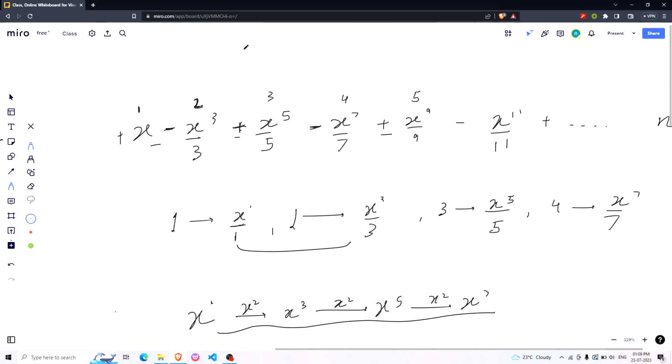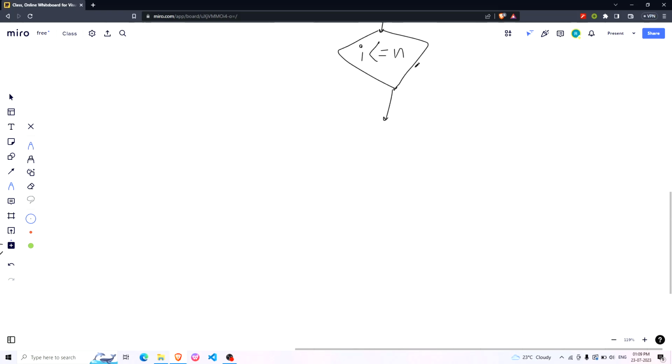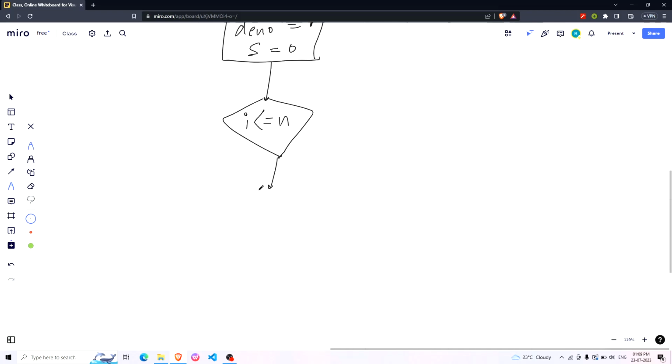So for odd terms, add into result. Even terms, subtract. So we need to take that into consideration also. So before adding or subtracting to the final result, we need to check that also whether the term number is even or odd.